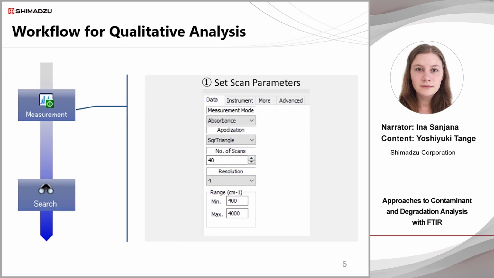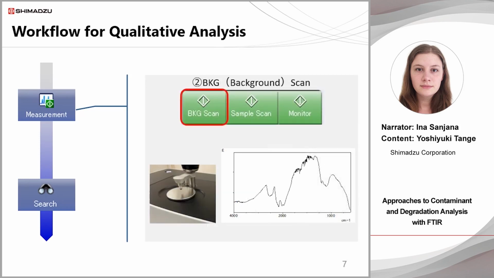Here is an example of the workflow for qualitative analysis with FTIR. First, we need to set the scan parameters, such as the measurement mode and the number of scans. Next, we perform a background scan with nothing on the prism. The energy spectrum shown on the right is obtained.